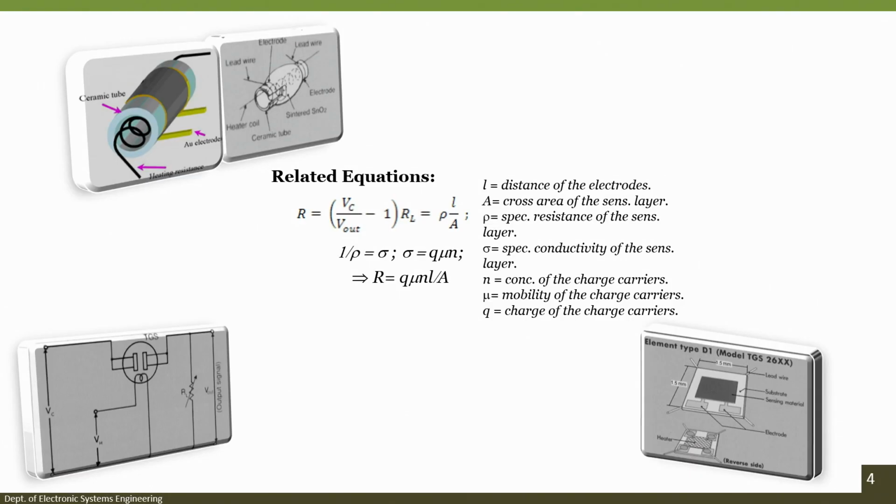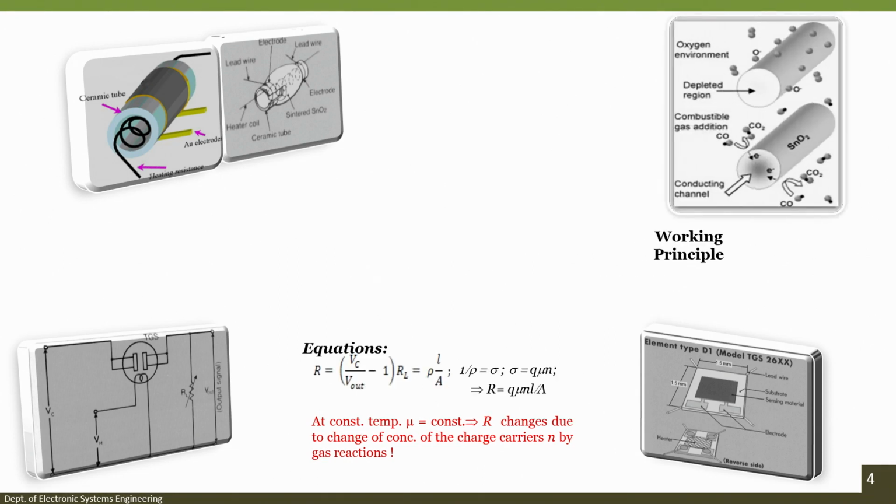If you see the slide, L is the distance of the electrode, A is the cross sectional area of the sensing layer, rho is the specific resistance of the sensor, then we have specific conductivity, mu is mobility, N is the concentration of charge carriers, and finally Q is the charge of the charge carriers. At a constant temperature mu is constant, which means R changes due to change in the concentration of charge carriers and by gas reactions.